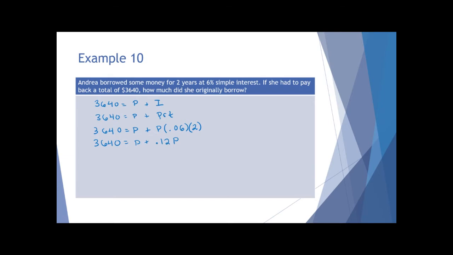On the right side, these are like terms. I have P plus 0.12 P. That's 1 plus 0.12 P, so when I combine those, I get 1.12 P. Now we're going to divide both sides by 1.12 in order to figure out how much she originally borrowed. And that came to $3,250 was the amount of principal. So she originally borrowed $3,250.